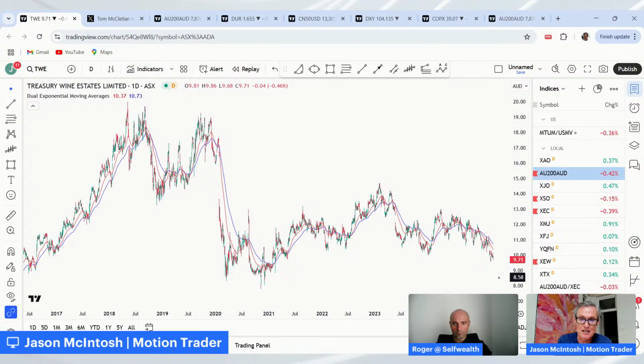There's nothing to say this can't continue to go lower. If this was in my portfolio, I'd want to move it on. But that's just me. Everyone has to do what's right for their own portfolio. For me, it's on the wrong side of the moving averages and it's trending in the wrong direction. So I look at this as a great risk to capital. I don't want it in the portfolio.